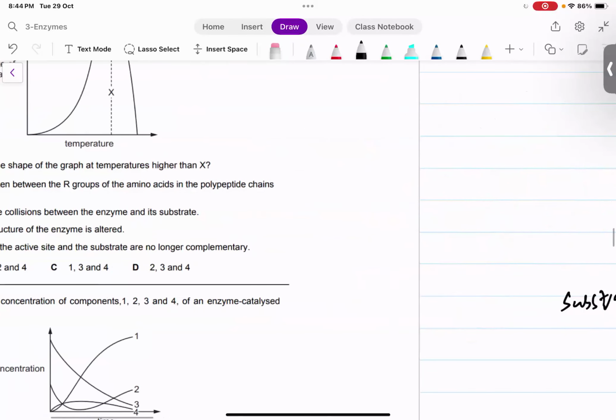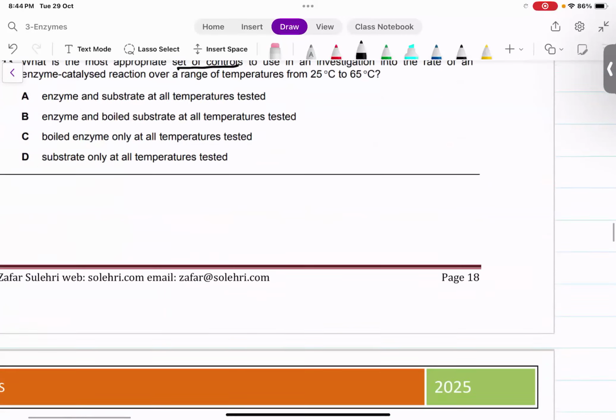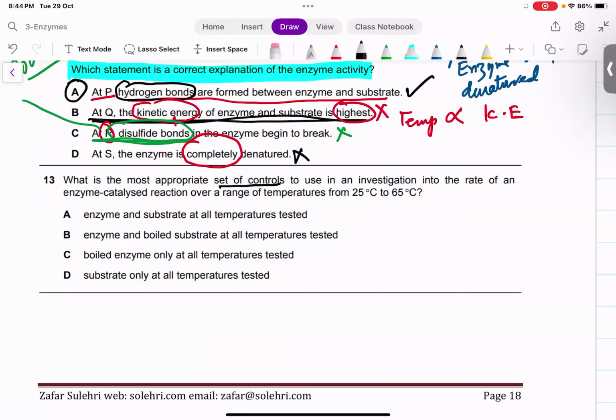So let's see the question. What is the most appropriate set of controls to use in an investigation into the rate of an enzyme catalyzed reaction over a range of temperature from 25 degrees Celsius to 65 degrees Celsius? Enzyme and substrate at all temperatures tested. This is an investigation, not a control. Enzyme and boiled substrate at all temperatures tested. So we don't need to boil a substrate. We are investigating the effect on the enzyme. So the enzyme should be boiled.